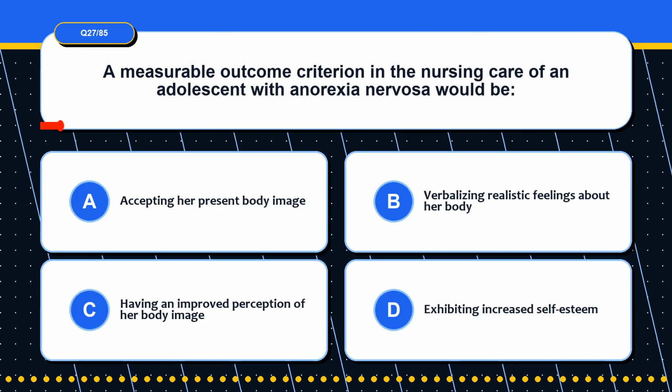Question 27. A measurable outcome criterion in the nursing care of an adolescent with anorexia nervosa would be, here are the options. Option A, accepting her present body image. Option B, verbalizing realistic feelings about her body. Option C, having an improved perception of her body image. Option D, exhibiting increased self-esteem.